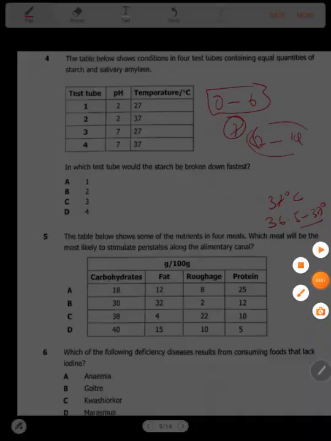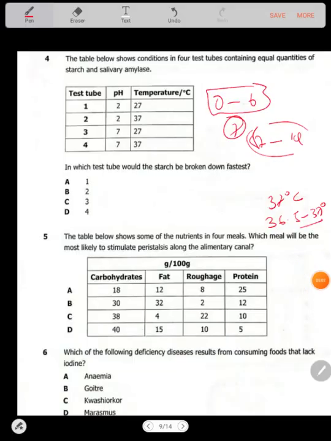So we look at 4. 4 has got a good pH value and a good temperature. 3 has got a good pH, but the temperature is too low. The enzymes are not active. So the answer is D.